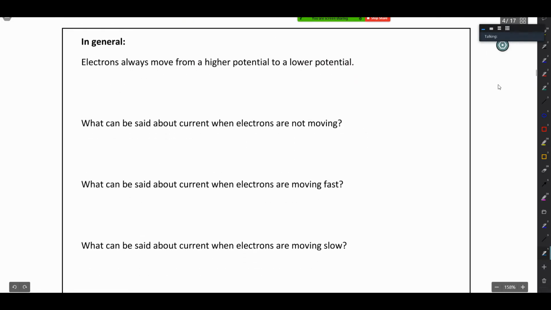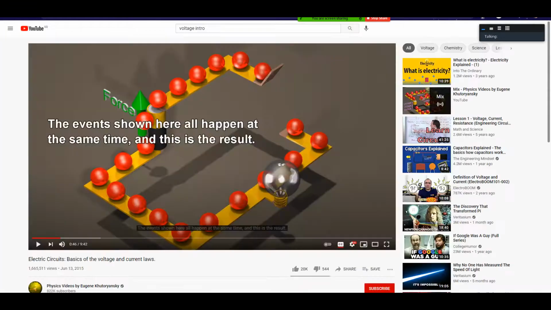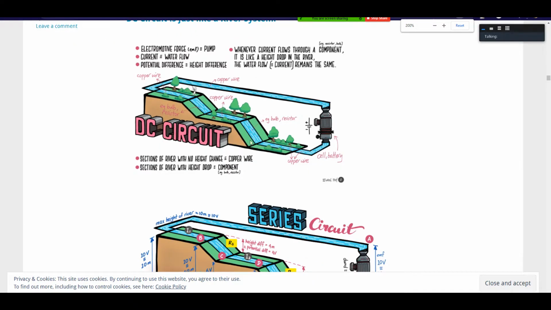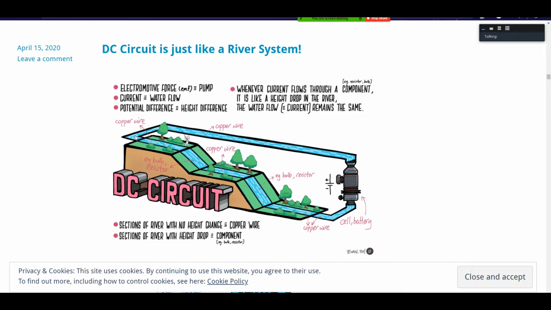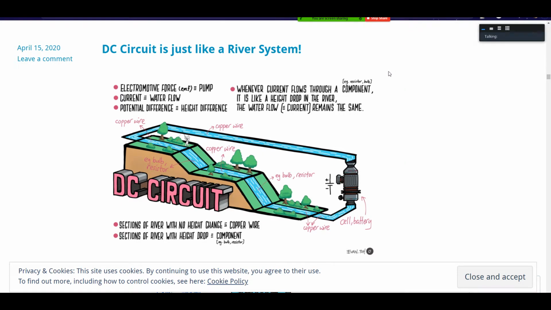Okay, so this is how I want you to view the entire idea of DC circuit. Basically your current, your voltage, and your resistance can be illustrated using this analogy over here. Can everyone see this screen? Okay, so now over here what we have is an illustration of current.